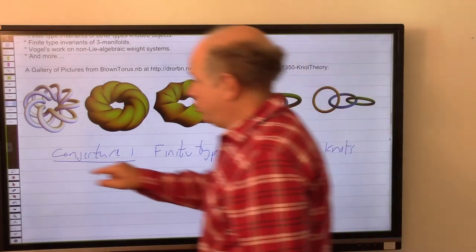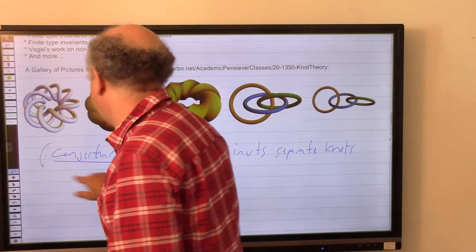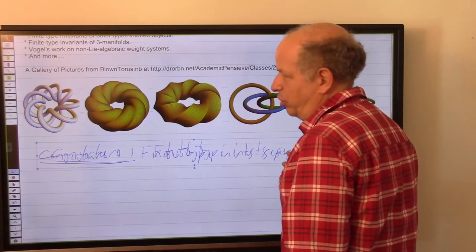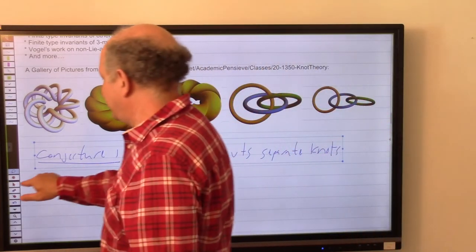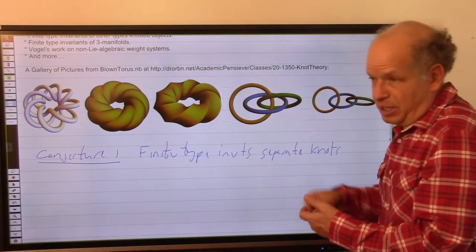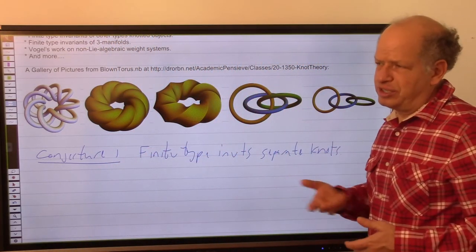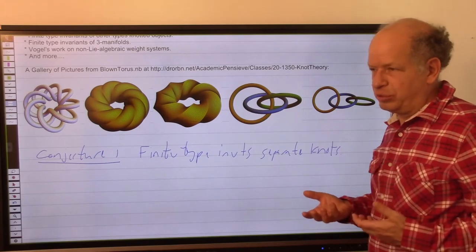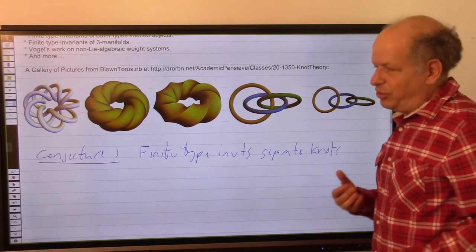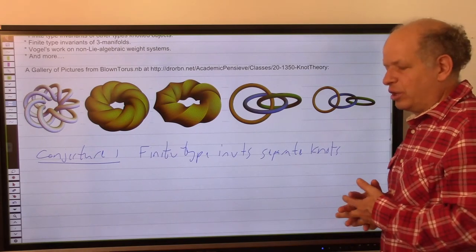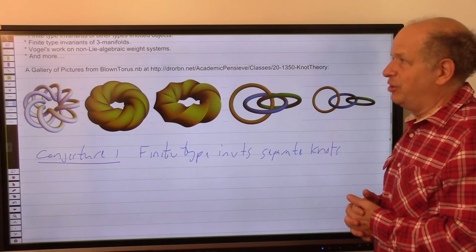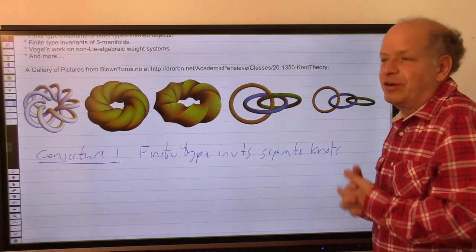Now, this conjecture has analogs for other classes of knotted objects. So it has an analog, for example, for braids, and I think we will talk about braids in this class. I definitely hope to. And for braids, it is true. It also has analogs for example for two-dimensional knotted objects in R4, and there it is false.